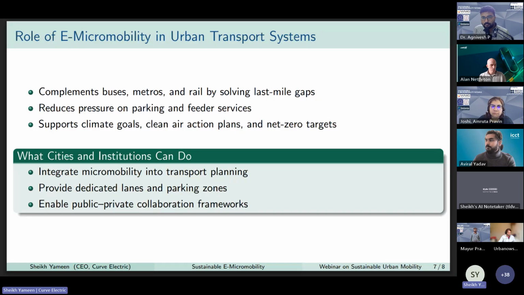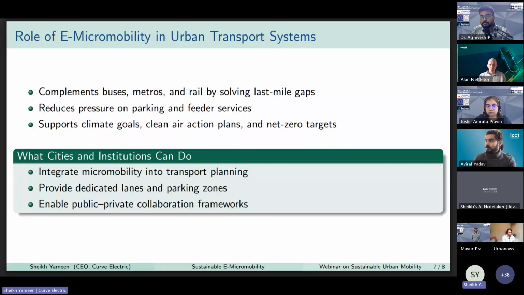And yes, when it comes to transport planning, we need to integrate micromobility, be it bicycles, be it e-bikes, be it other modes of micromobility. We need to integrate them into the system. They need to be an integral part of the system, and not just something of an outside service that is being provided. They need to be integrated with the transportation planning. And as I was talking about earlier as well, we need dedicated bicycling lanes, and of course, we need more and more parking zones.